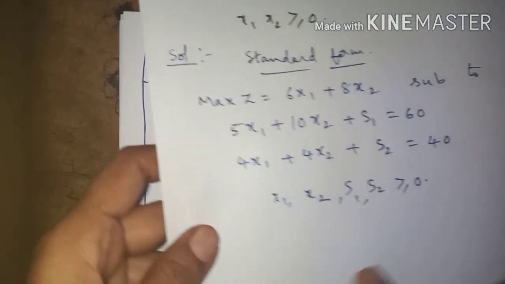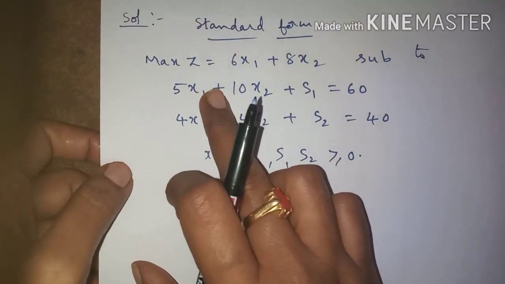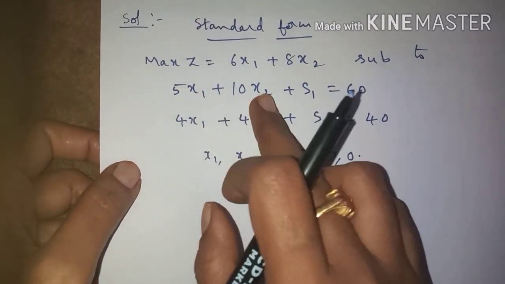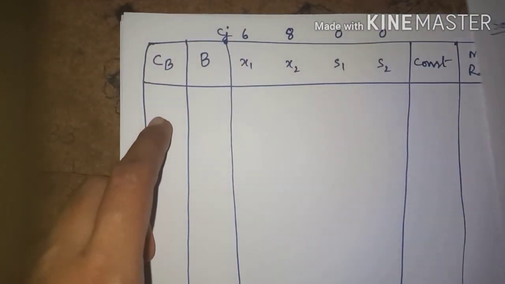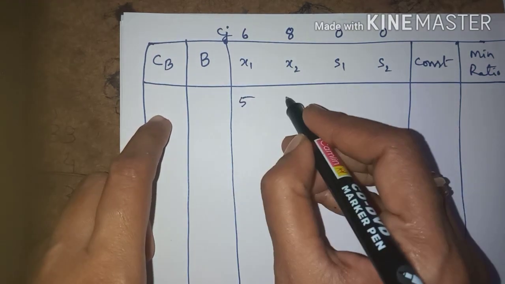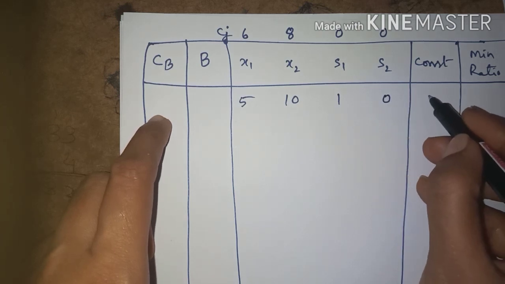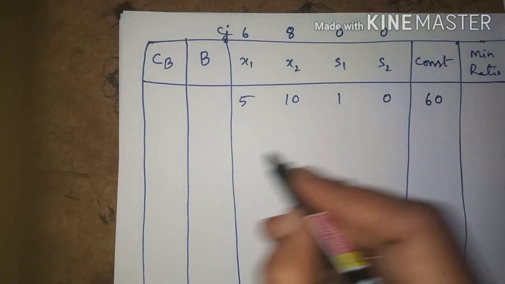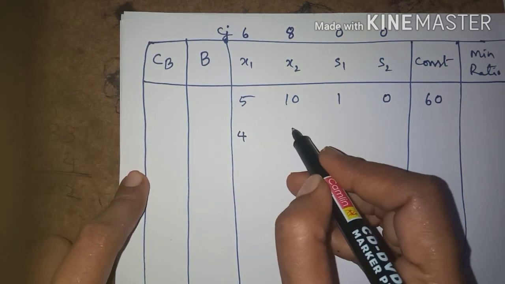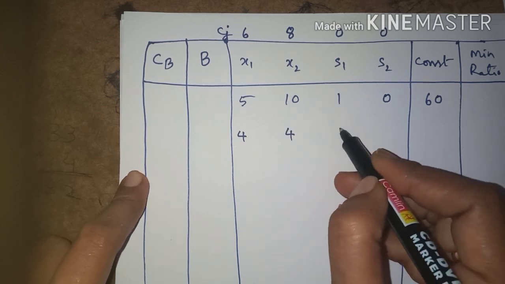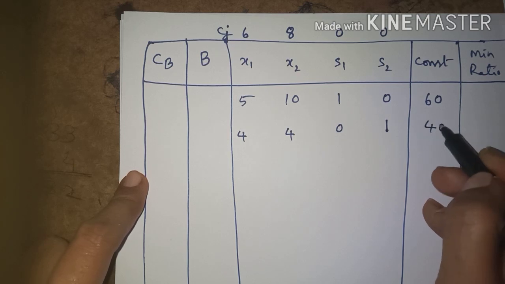While filling the body of the simplex table, just observe the constraints very carefully. The first constraint is coefficient of x1 is 5, coefficient of x2 is 10, s1 is 1 and RHS side is 60. So what we can write, coefficient of x1 is 5, 10, coefficient of s1 1, s2 0, and constant is 60. And second constraint is 4x1, that's why 4 plus 4x2, that's why again 4. Coefficient of s1 0, coefficient of s2 1 and RHS side is 40.